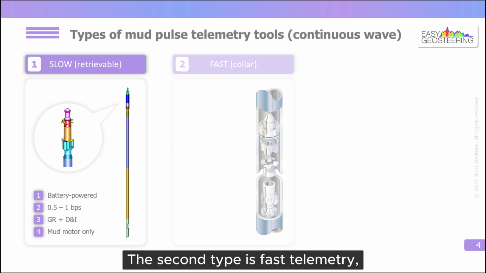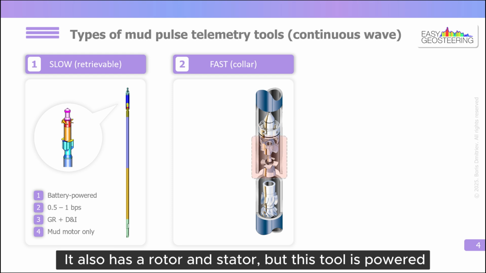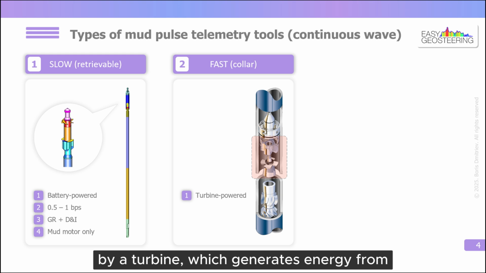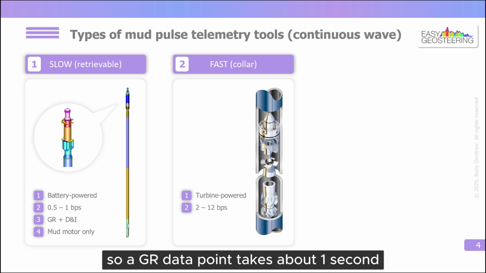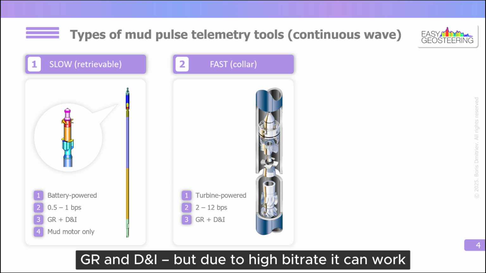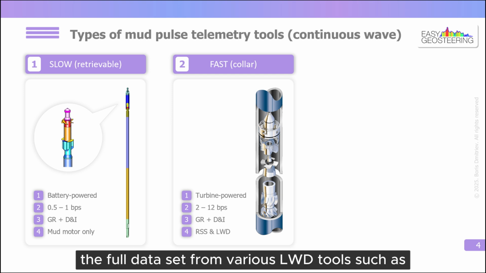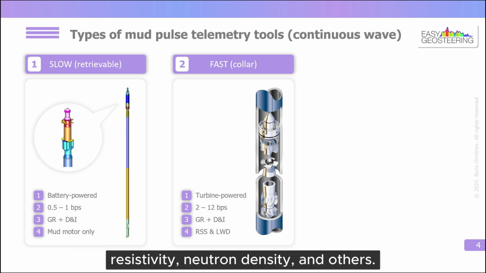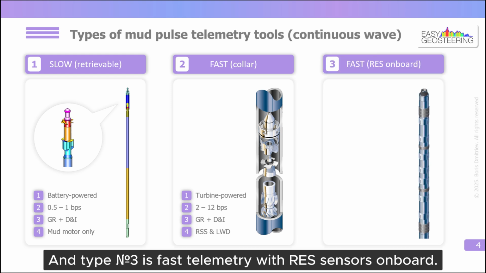The second type is fast telemetry mounted in a collar of a constant size. It also has a rotor and stator, but this tool is powered by a turbine, which generates energy from the drilling mud flow. The bitrate is much higher, up to 12 bits per second, so a gamma ray data point takes about 1 second or even less to transmit. This tool provides the same basic measurements, gamma ray and DNI, but due to high bitrate it can work with RSS, and in addition it's able to transmit the full data set from various LWD tools, such as resistivity, neutron density, and others.